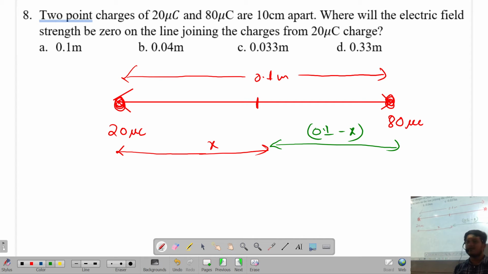So here this electric field and this electric field will be equal or not? At the point where the strength is 0, right electric field should be equal to left electric field or not? Yes or no? Electric field is which quantity? Scalar or vector?